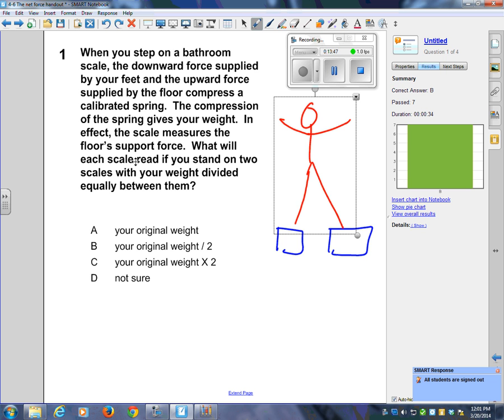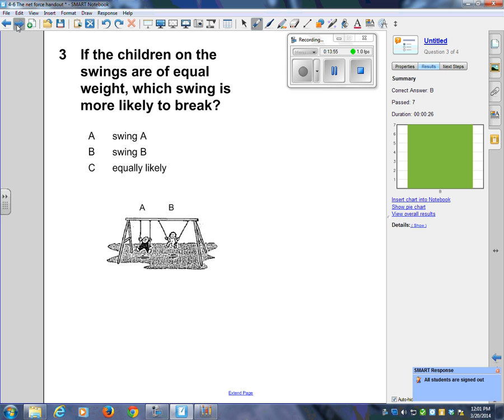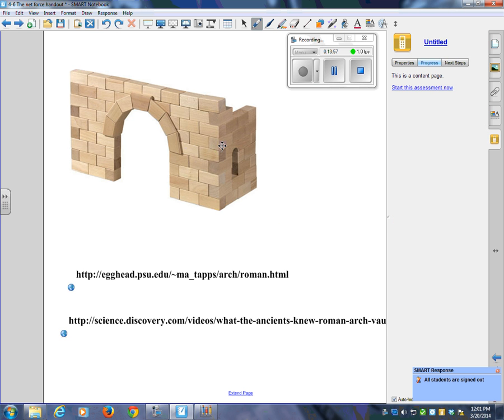Yay, everyone got 100%. Your averages are going up. Mr. Bennett, you are an amazing teacher. Okay, there's the picture of the bridge. You make extremely easy quizzes.